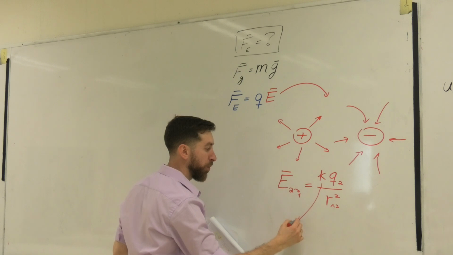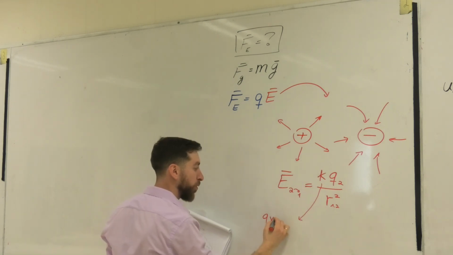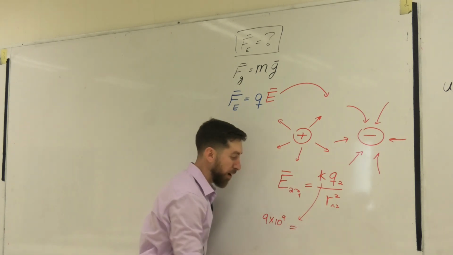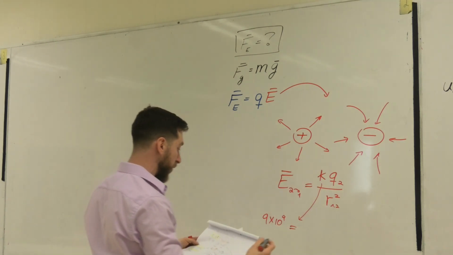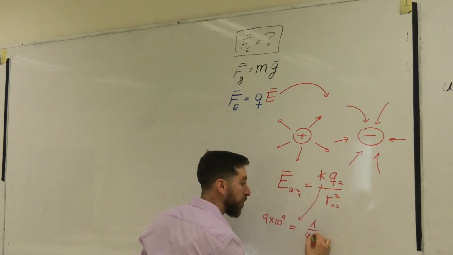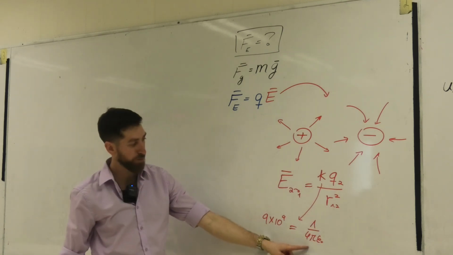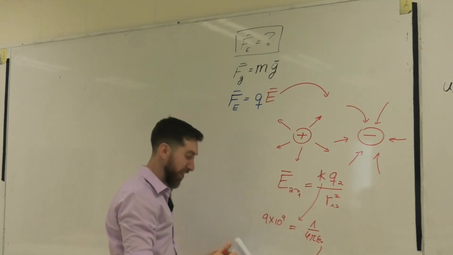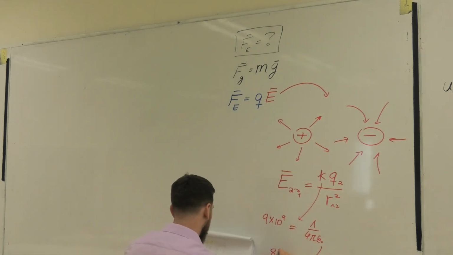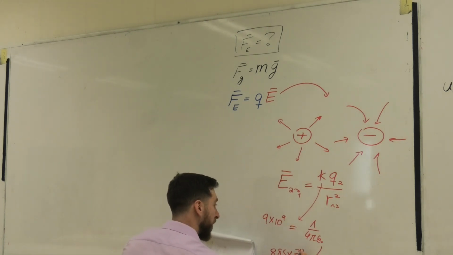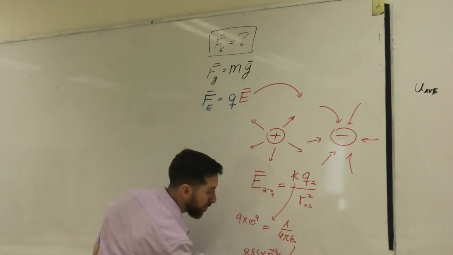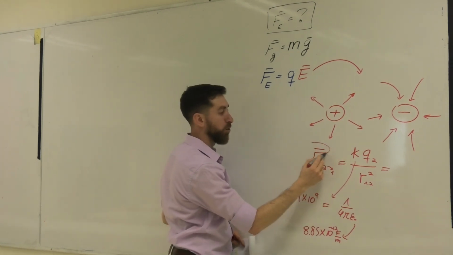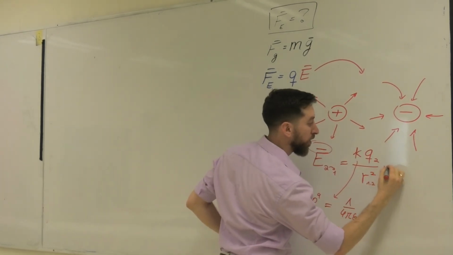Just a reminder, k is 9 times 10 to the power 9. It's a very big number, the Coulomb constant, and it can also be written as 1 over 4 pi epsilon. Epsilon is a very small number, and you see it's 1 over the other. It's 8.85 times 10 to the minus 12 farad per meter. And if you want to write it as a vector, you see here, let's do it.